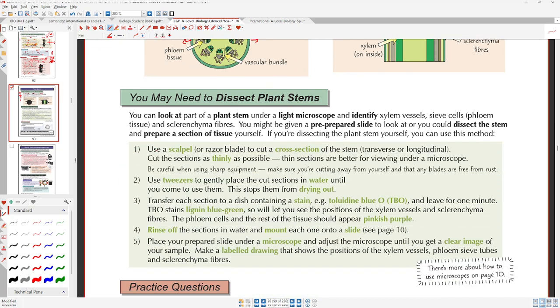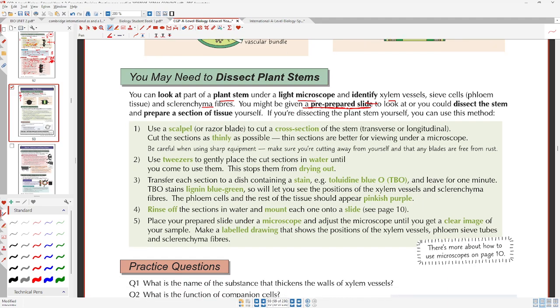Now, dissecting plants. If you look at a plant under a light microscope and identify the xylem vessels, phloem vessels, and sclerenchyma fibers, we may need to do that, and you can look through pre-prepared slides, or you could dissect the stem and prepare a section of the tissue yourself. If you're dissecting the plant stem yourself, you can use this method. We're trying to get a sample of a stem so that we can look at three things: the xylem, the phloem, and the sclerenchyma tissue fibers. So you're going to take a scalpel and cut a cross section of the stem.